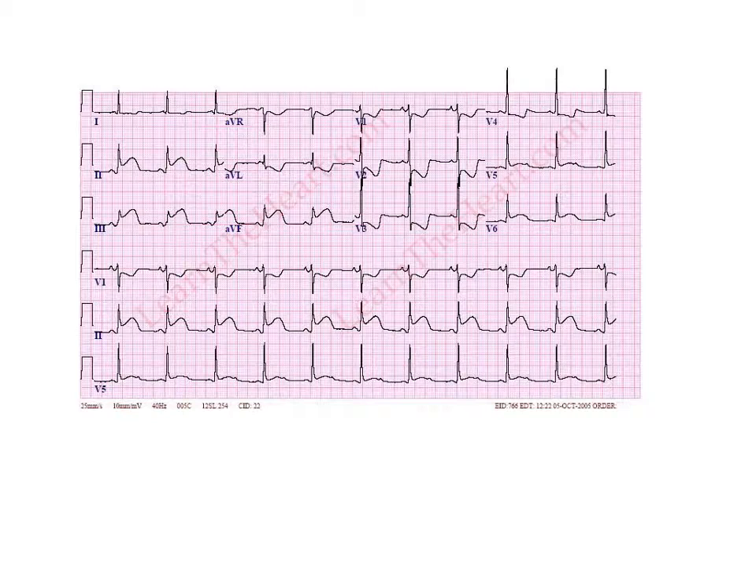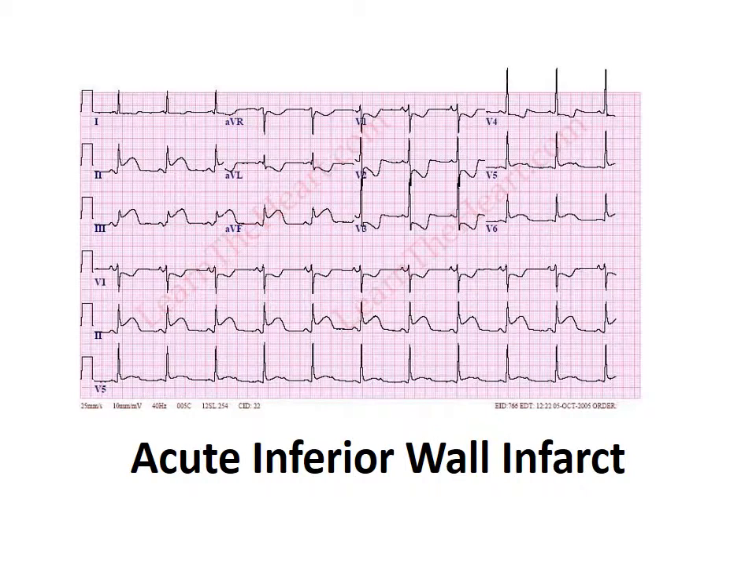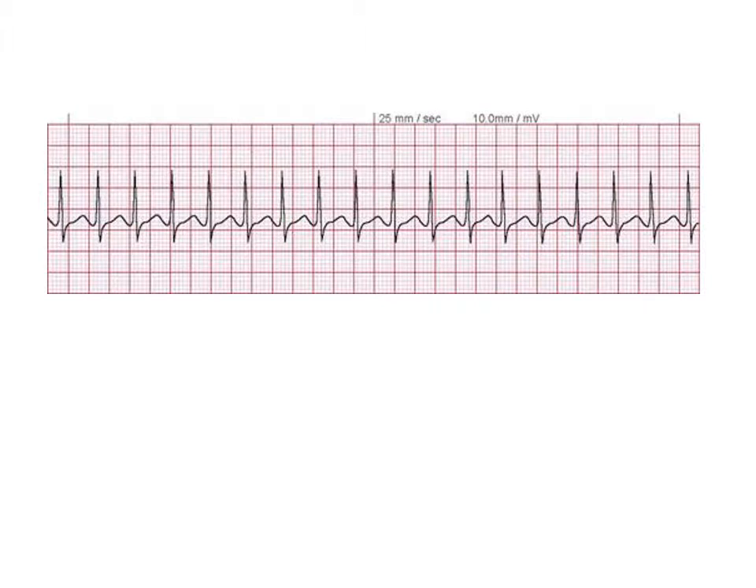2, 3, and AVF are my inferior leads, the most common site for an MI. What's going on? ST elevation in all 3 leads. I have some ST depression in V2, 3, 4, 5, and 6, and those are reciprocal leads. Electrical activity changed because of the infarct that's causing the ST elevations in 2, 3, and AVF, and we have some changes of ST depression elsewhere. But you would call that an acute inferior wall infarct.